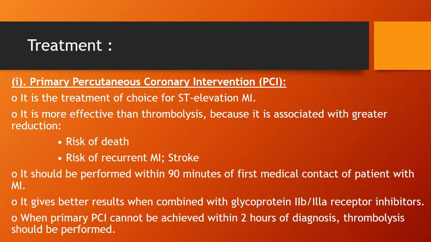It is more effective than thrombolysis because it is associated with a greater reduction in risk of death and risk of recurrent MI or stroke. It should be performed within 90 minutes of the first medical contact of the patient with MI. It gives better results when combined with glycoprotein 2b3a receptor inhibitors. And when primary PCI cannot be achieved within 2 hours of diagnosis, thrombolysis should be performed.